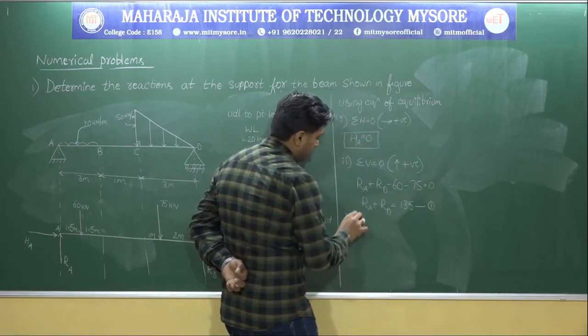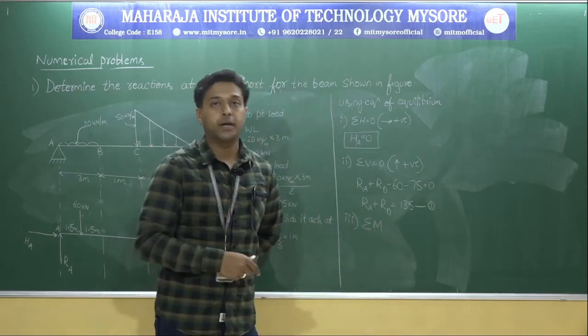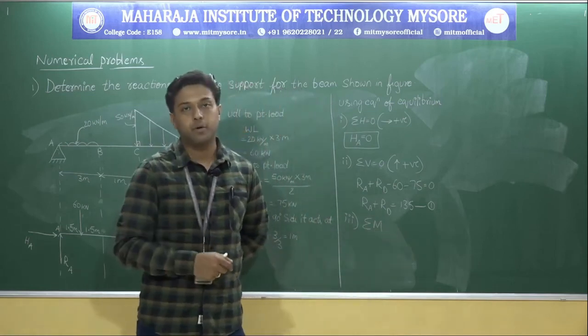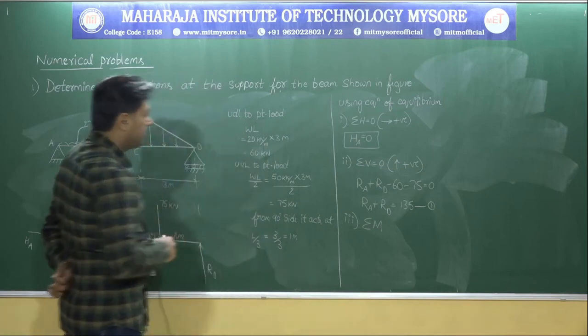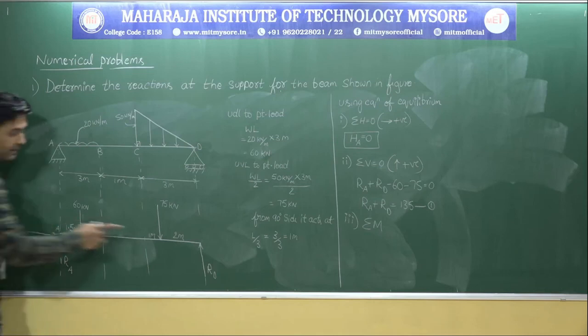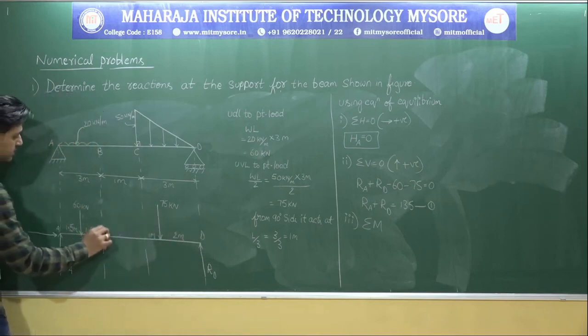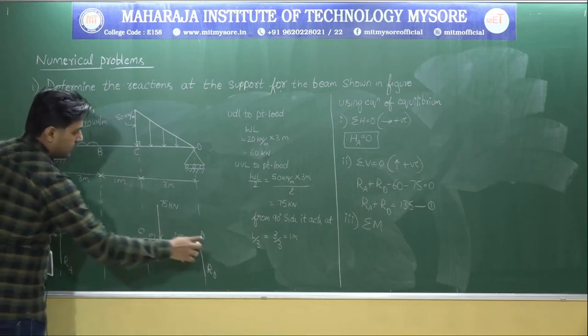So let me go with the third one, that is nothing but the moment. But the thing is, at which particular point shall I take the moment? That is important. As I already told you people, you need to take the moment about the supports, and in that also particularly where you are having more number of unknowns. So at point A, you are having 2 unknowns. At point B, sorry not B, it's D. Let me mark it. This is B, this is C, this is D.